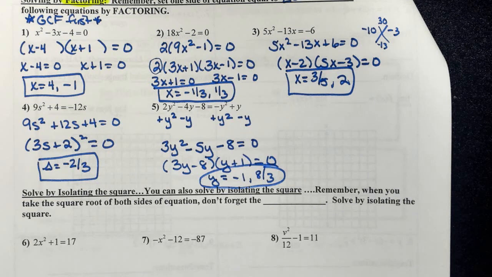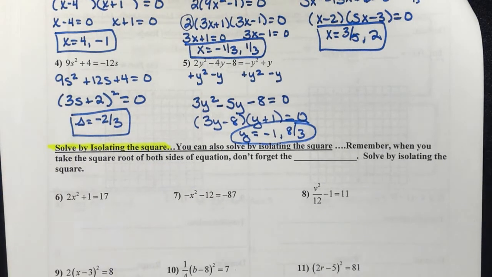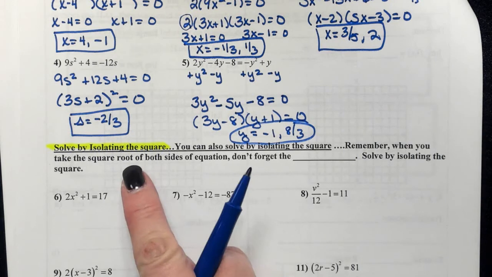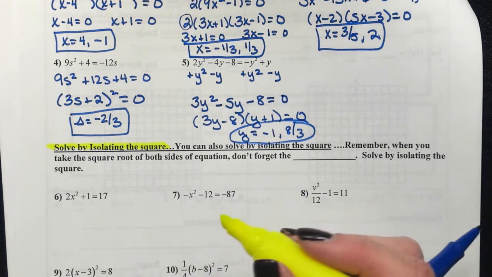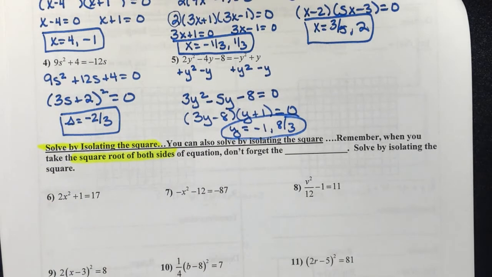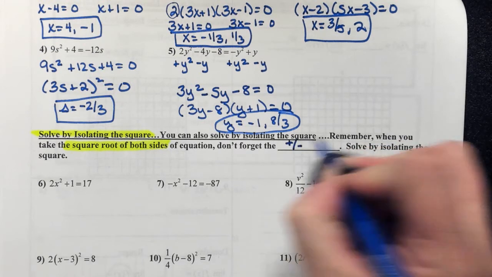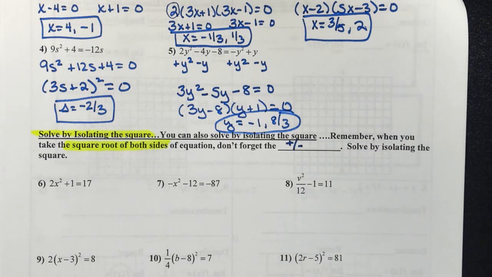So that's one way that you've learned to solve quadratics. Another way that you've learned to solve quadratics is you solve by isolating the square. That's where you get the squared term all by itself and you do the square root of both sides of the equation. The thing you have to remember about this method, don't forget to take the plus or minus on that one side of the equation.